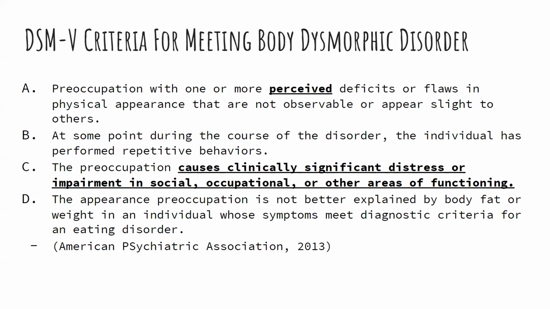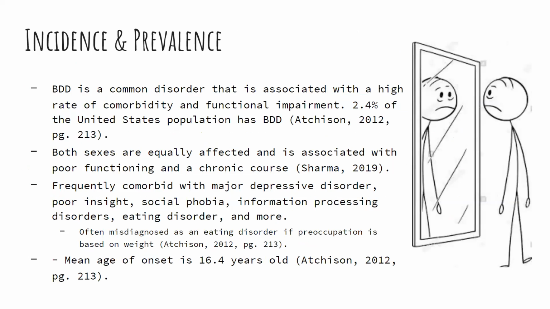At some point during the course of the disorder, an individual has performed repetitive behaviors. Preoccupation causes clinically significant distress or impairment in social, occupational, or other areas of functioning. The apparent preoccupation is not better explained by body fat or weight in any individual whose symptoms meet diagnostic criteria for an eating disorder. Moving on, we're going to look at the incidence and prevalence of this disorder.